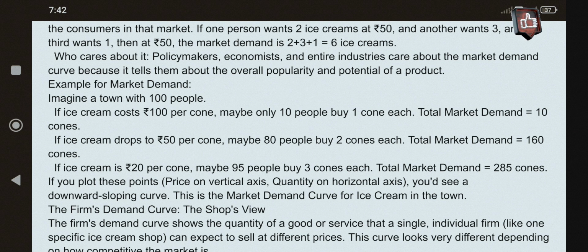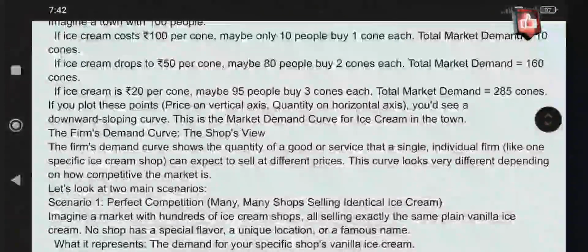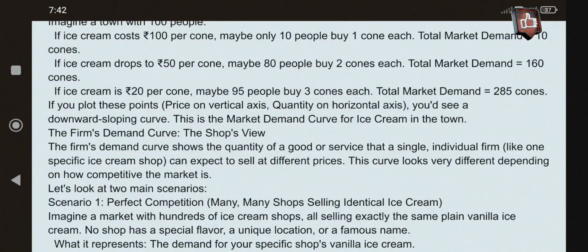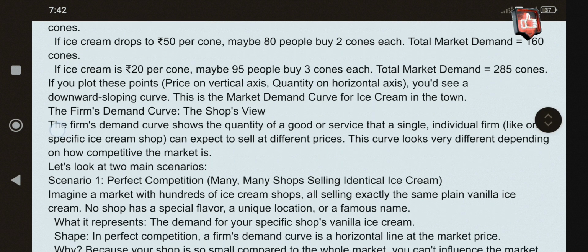Example for market demand. Imagine a town with 100 people. If ice cream costs 100 rupees per cone, maybe only 10 people buy 1 cone each. Total market demand equals 10 cones. If ice cream drops to 50 rupees per cone, maybe 80 people buy 2 cones each. Total market demand equals 160 cones. If ice cream is 20 rupees per cone, maybe 95 people buy 3 cones each. Total market demand equals 285 cones. If you plot these points, price on vertical axis, quantity on horizontal axis, you'd see a downward sloping curve. This is the market demand curve for ice cream in the town.